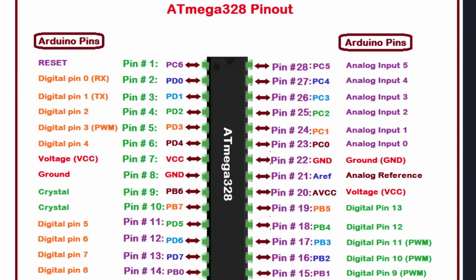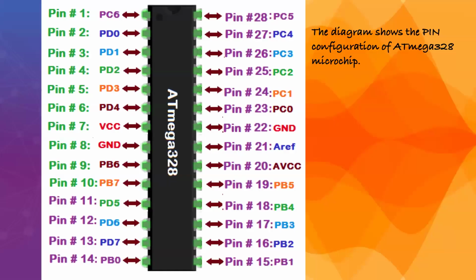Why 6? Because they are numbered from 0 to 5: analog input 0, analog input 1, analog input 2, analog input 3, analog input 4, and analog input 5, dear students. So this is the pin out structure for the ATmega328.